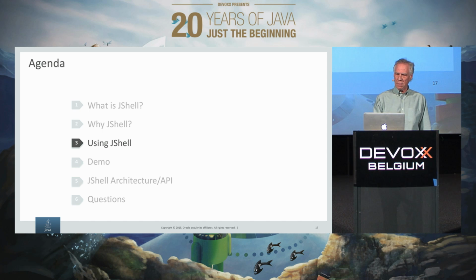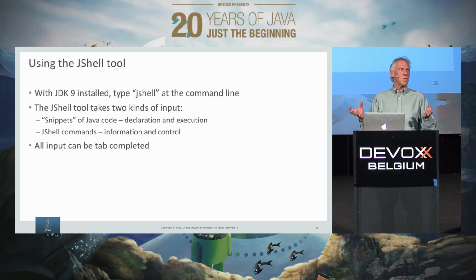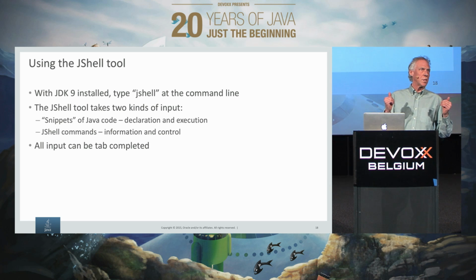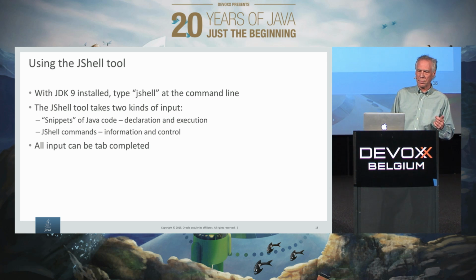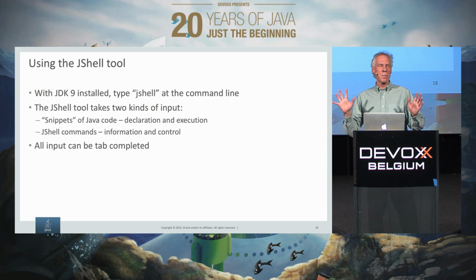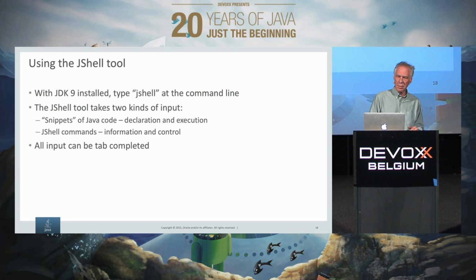So how do we use JShell? Once you have a JDK 9 installed, you just type jshell, and you're there. There's two kinds of input you can give to JShell. One is these snippets of Java code I've been talking about. The other is commands to get information and to control how JShell works. Notice that both of these, by the way, can be tab completed. We want to keep down the amount of typing you need to do.